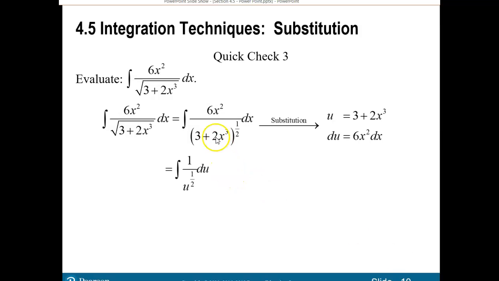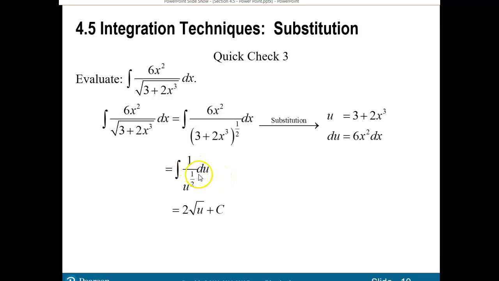So when I replace things, this was my u. So on the bottom we have u to the 1/2. This 6x squared dx, all of that is just du. So they put it here. You can put it either on top, or if you put it over to the side, that means just that you have a 1 on the top. We're going to bring up that denominator.